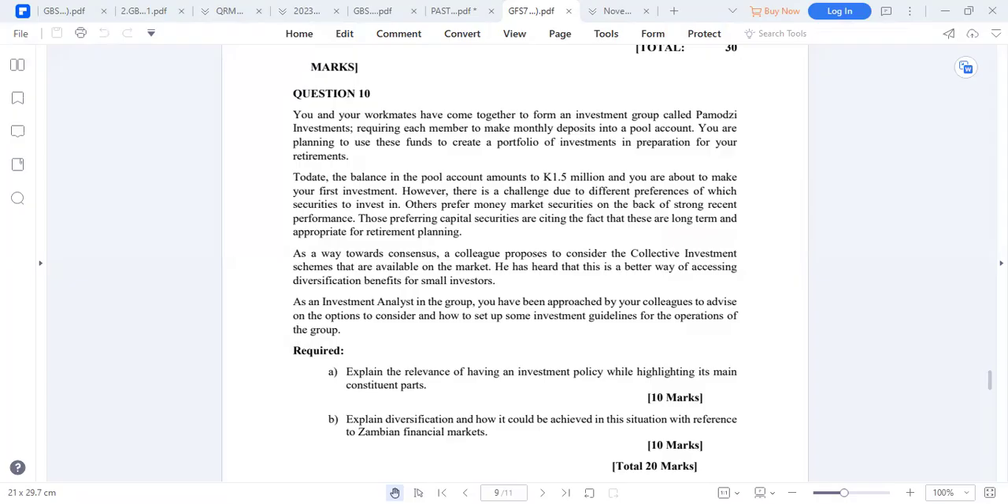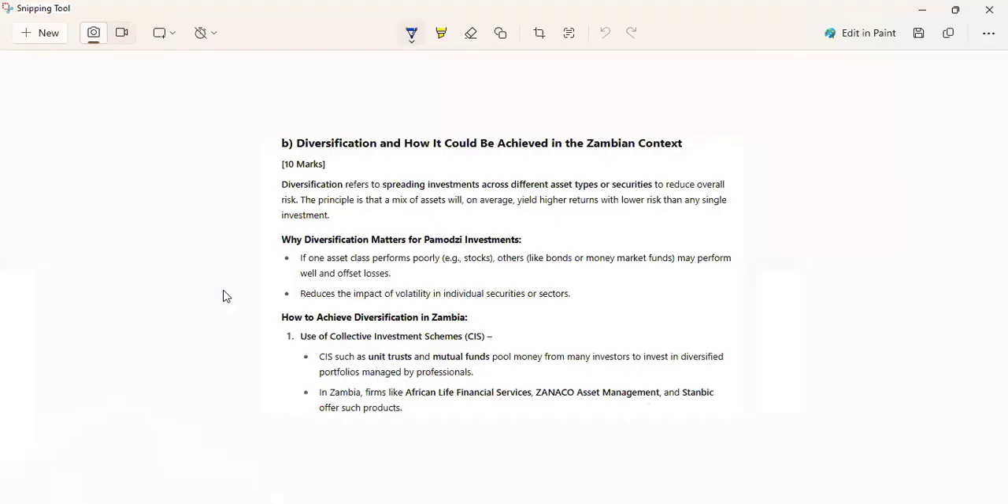Okay, yes, it does matter. So diversification, basically, we're talking about how the spread of investment across the different asset classes and securities will be done to reduce the overall risk. So the principle here is mixing the assets, on average getting a high yield whilst reducing the risk. So why is diversification important? If one asset class performs poorly, maybe stocks, the other will perform better, maybe bonds. So it reduces the impact of volatility.